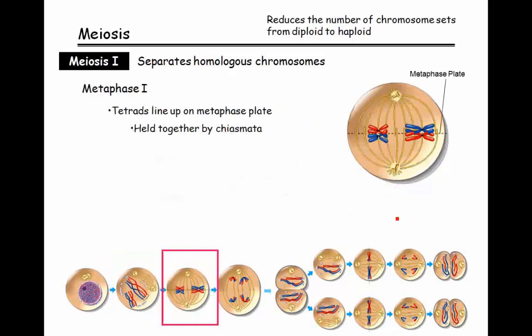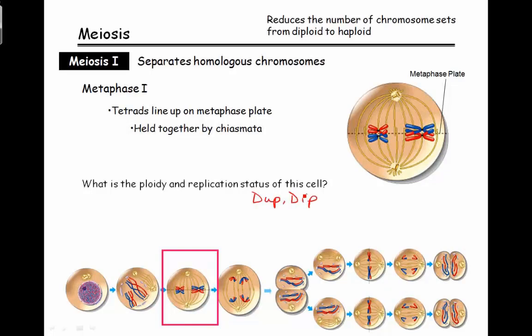Once that is accomplished, we're going to move into a metaphase. And this is metaphase I, in which case we will be lining things up on the equator of the cell. But when it happens, these tetrads will still be held together. So metaphase I looks quite unique. We should be able to see the tetrads lined up on the metaphase plate. The ploidy and the replication status will be similar to what we had before. It's going to be duplicated and it is going to be diploid.